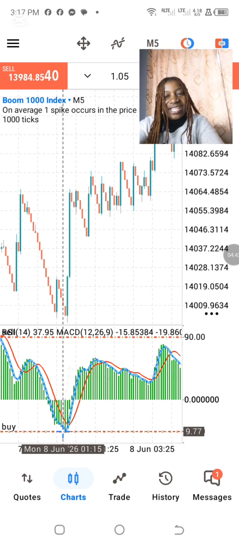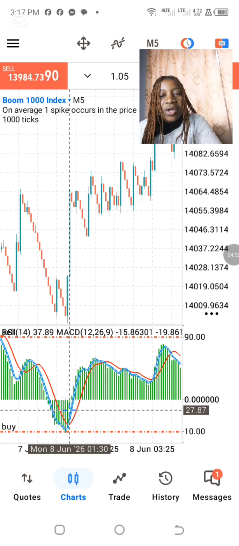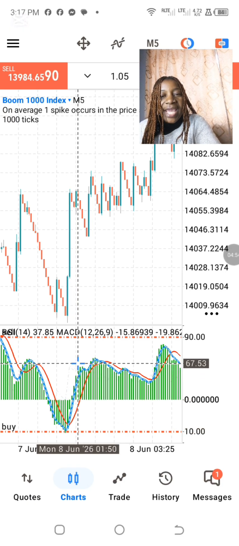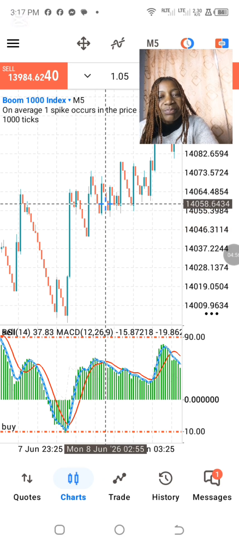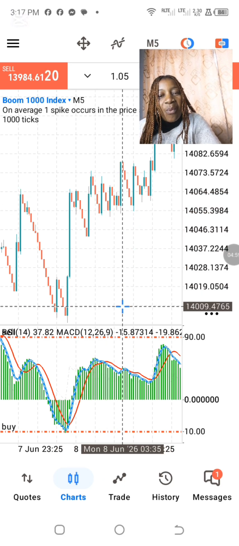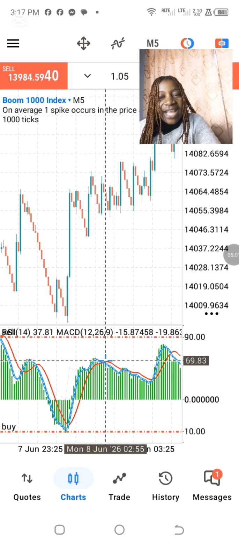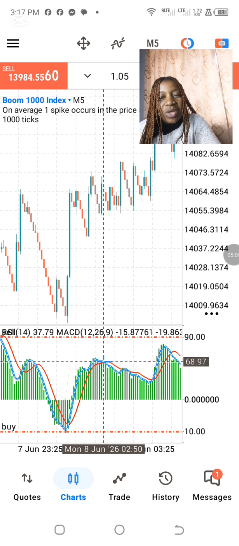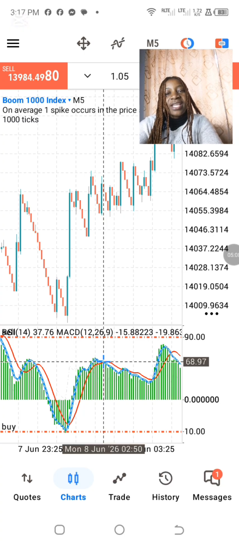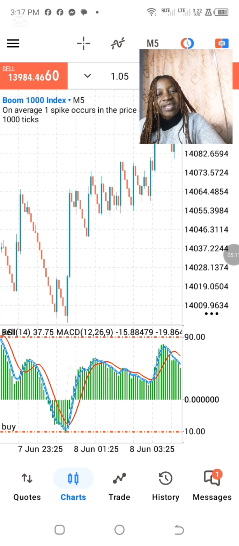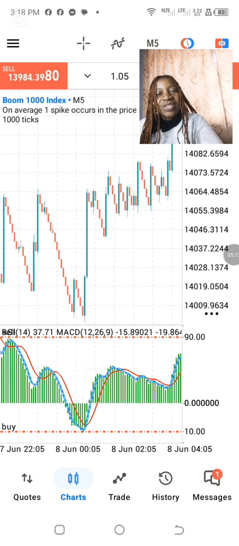Here is our entry, and just after one M5 candle, look how it spiked. Look how boom 1000 spiked. We will catch all these spikes. We were going to catch all these spikes, and we were going to exit when the MACD line, the red line, and the moving average have crossed each other above. Here was going to be our exit point. So you see, we were going to catch all these spikes from here until here. So this strategy is very, very effective.